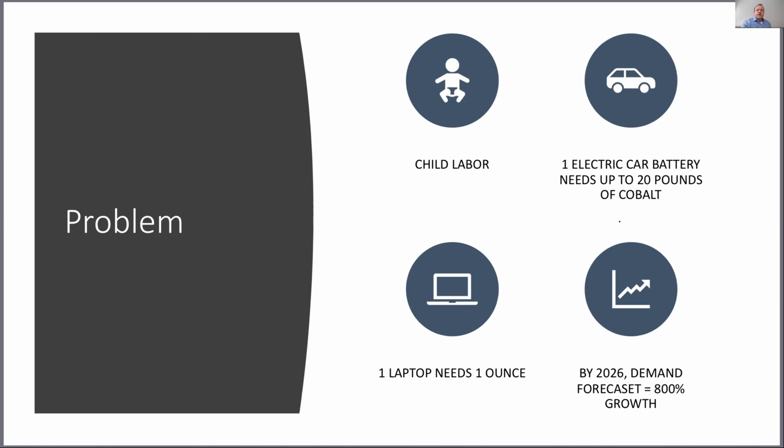Okay, why does Ford and IBM care about this? Because Ford is getting more into electric cars, and every car battery is going to need about 20 pounds of cobalt. Also, laptops, like the one that I'm using for this class, needs about an ounce of it. And if you see on the bottom right, there is a 800% growth demand forecast by 2026. So there's going to be a lot more cobalt mined and used, much greater demand, and consumers, conscious consumers, might say, I want to make sure that the car I'm buying is not promoting child labor.